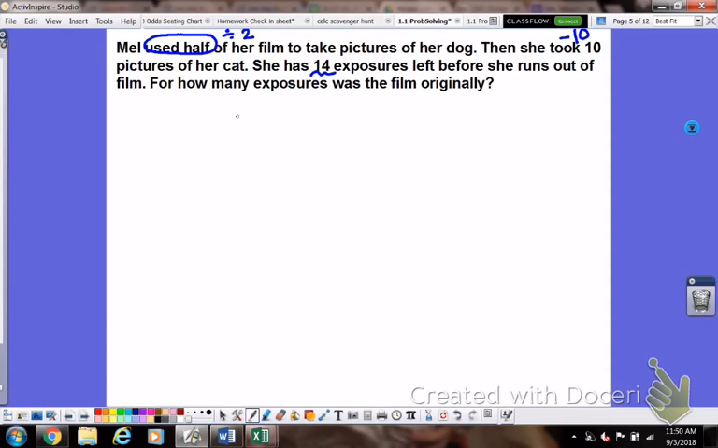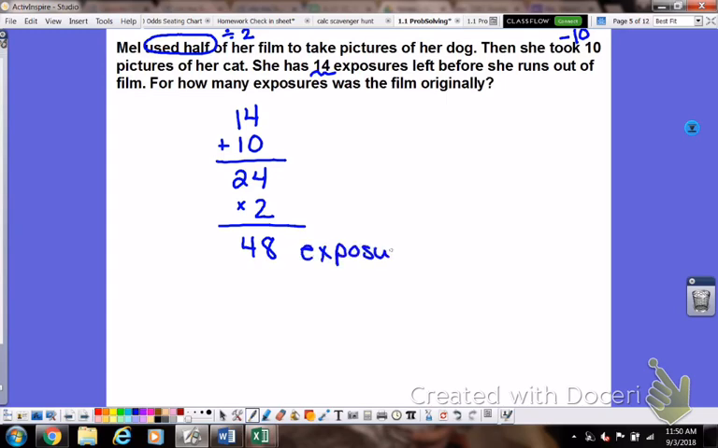So she ended with 14. So that means in our plan we're going to start with 14. If she took 10, that was subtracting. So if we go backwards, we want to do the opposite. We're going to add 10. So at this point, there were 22 exposures on her film. Now next up, she used half of the original, so I was dividing by 2, so again, working backwards. That means we're going to do the opposite, and we're going to multiply by 2. So she had 48 exposures to begin with.